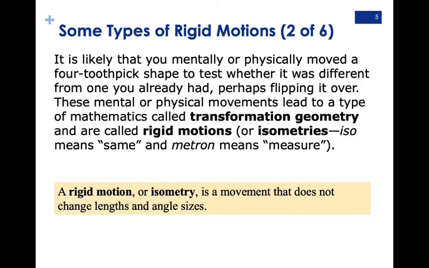So let's start off with some vocabulary here. And so a rigid motion or isometry is a movement that does not change length and actual size. So that's what we're going to focus on in this chapter here. And so trying to just keep it the same.